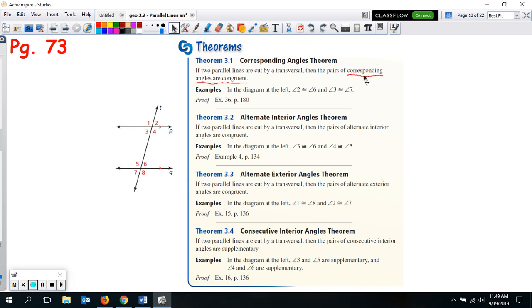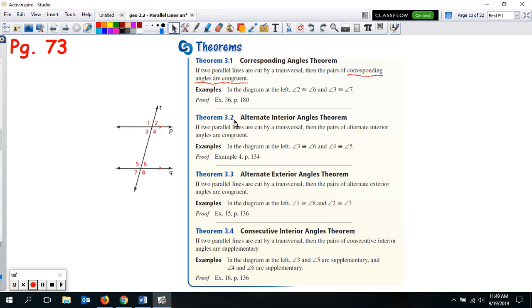So I want to highlight that part, or underline it. And here's an example. It shows you 2 of them, 2 and 6, 3 and 7. Those are congruent, but we also can say that 4 and 8 are congruent as well. We could say 1 and 5 are congruent also.